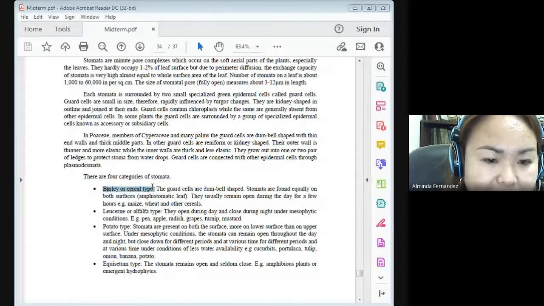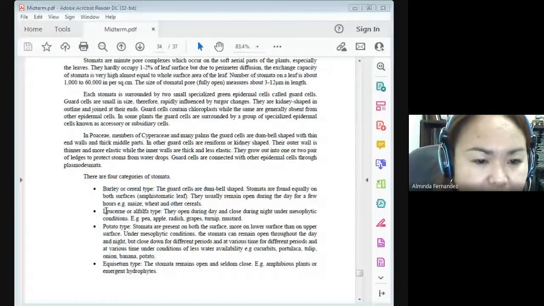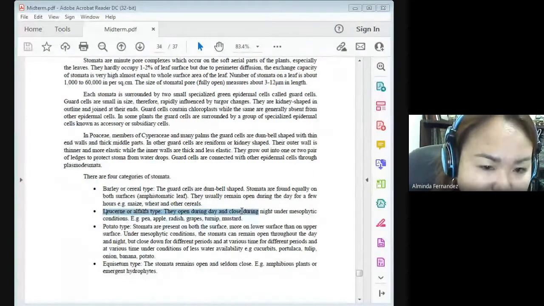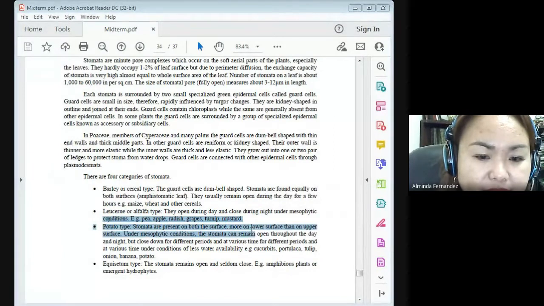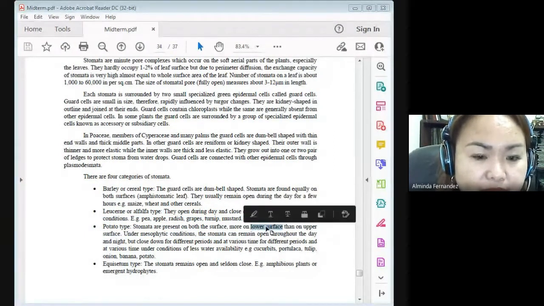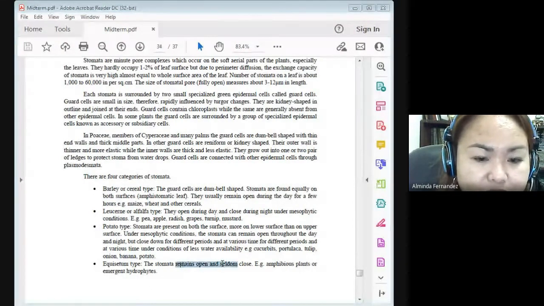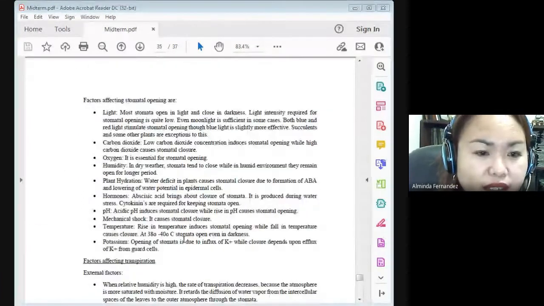So, there are 4 categories based sa kanyang stomata. In the barley cereal type, dumbbell shape siya. In alfalfa naman, open siya pag day, close naman during night. And potato type are present in both surfaces, more lang siya on the lower than the upper. And yung equisetum type, the stomata remains open and seldom closed. No? So there are a lot of types.